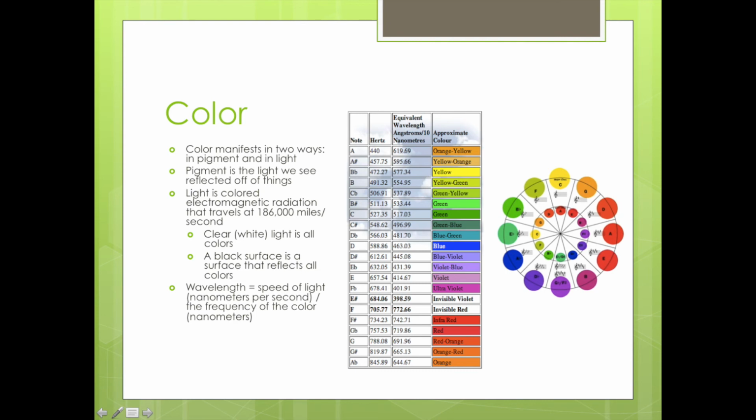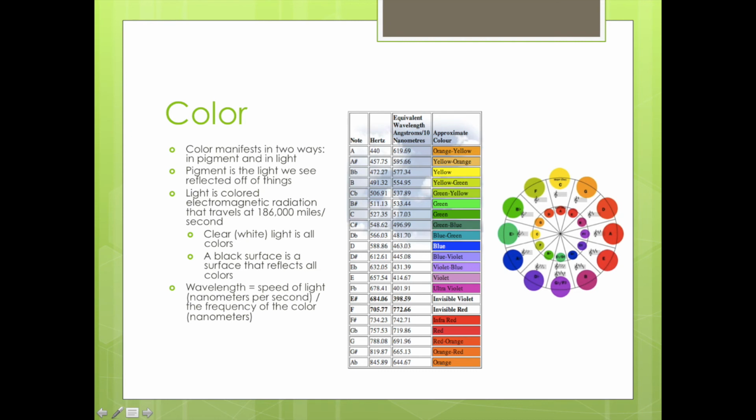So, color manifests in two ways: in pigment and in light. Pigment is the light that we see reflected off of things. We see an object when light from that object enters the eyes and strikes photoreceptors. Color is visible because it bends, reflects, and refracts through particles and objects. And when different proportions of red, green, and blue light enter the eye, the brain is able to interpret the different combinations as different colors.